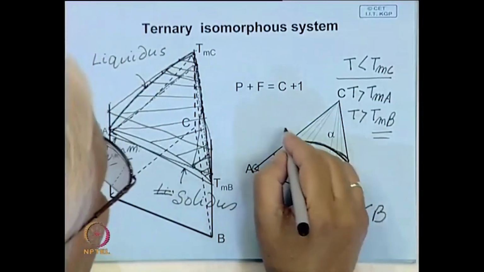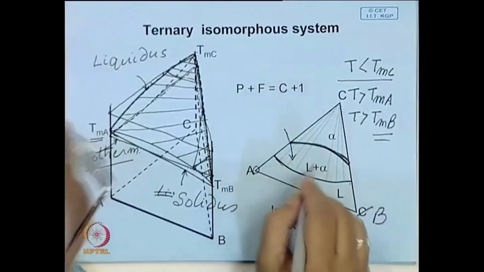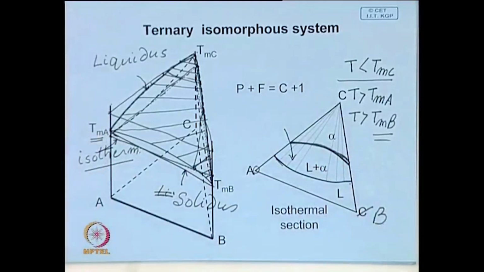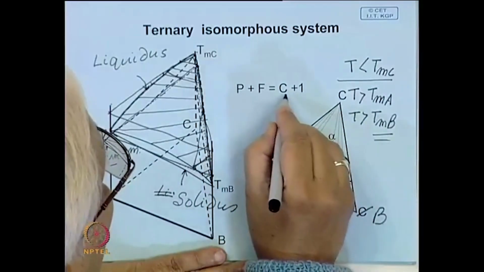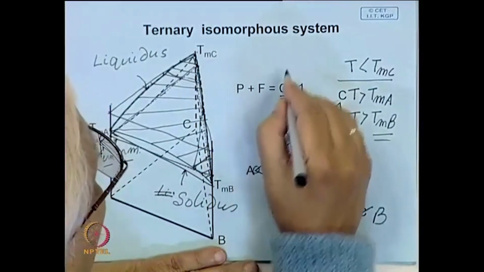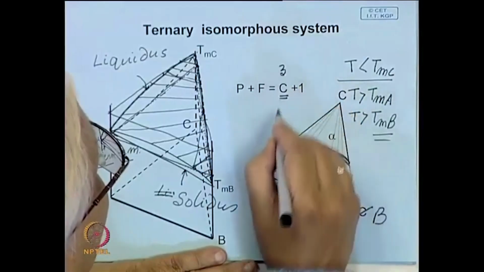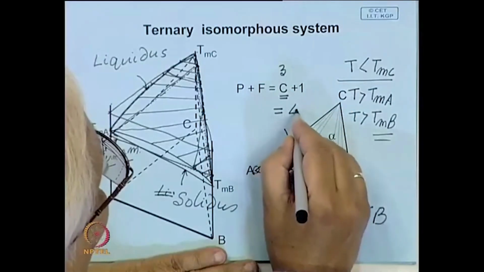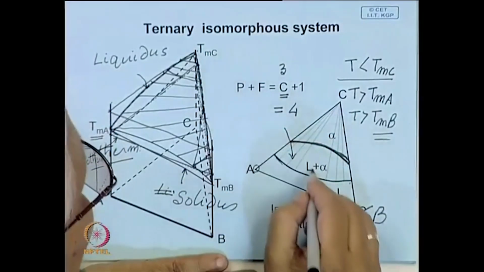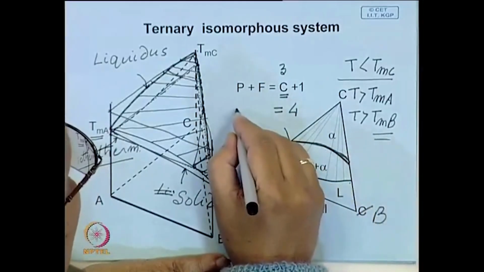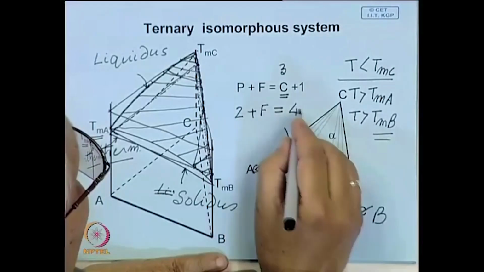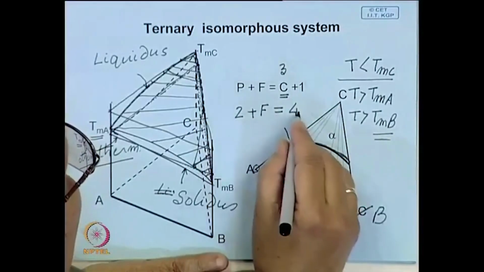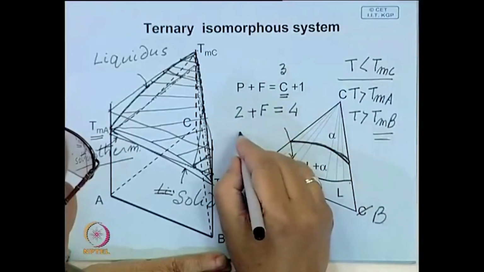Now, look at this condition where two phases are coexisting together. If you apply the phase rule, what do you get? This is a ternary system, so the number of components is 3. So, this equals 4. Now, the number of phases coexisting, P, is 2. Therefore, the degree of freedom here is 2.